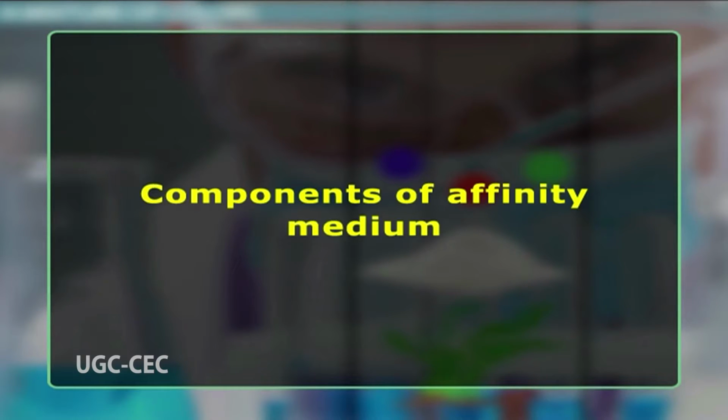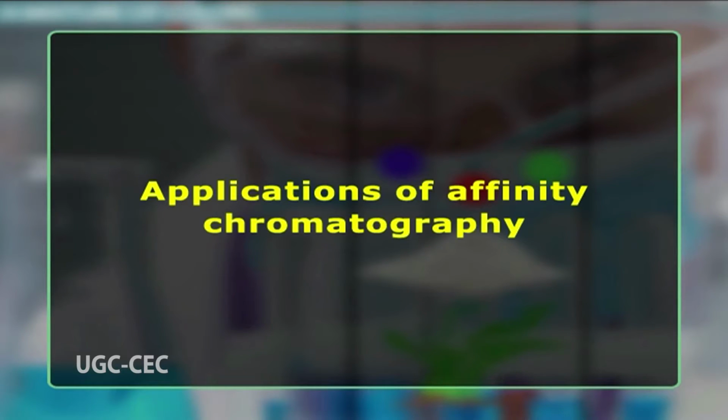Components of affinity medium. When affinity chromatography is used for the purification and separation of large biomolecules from complex mixtures, the support, that is the matrix, spacer arms and ligands, must be considered. Applications of affinity chromatography. Affinity chromatography can be used in a number of applications, which include nucleic acid purification, protein purification from cell-free extracts, and purification from blood.